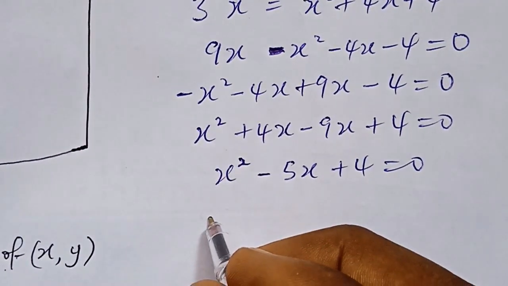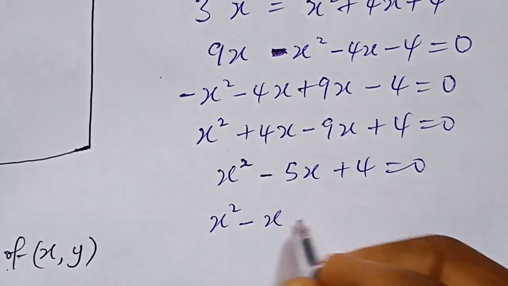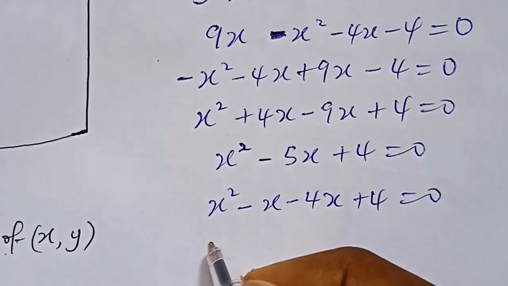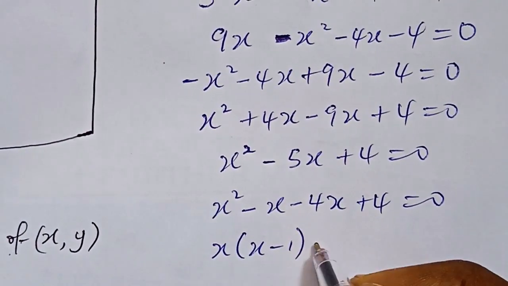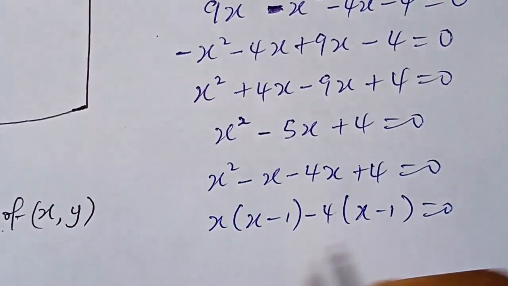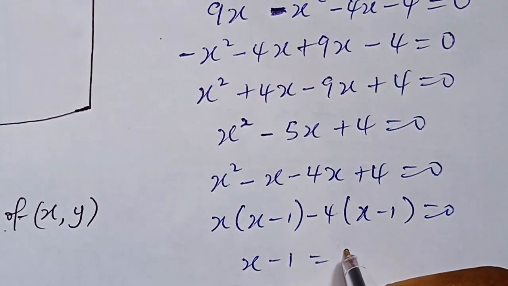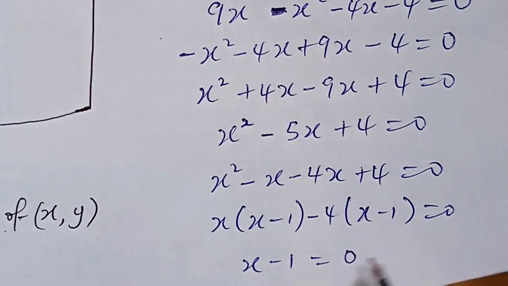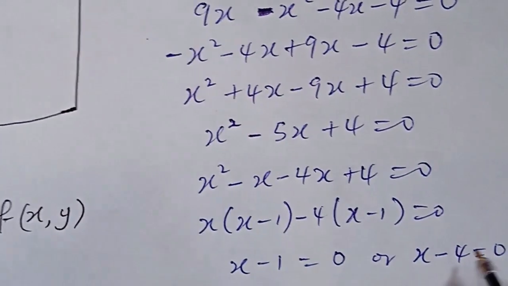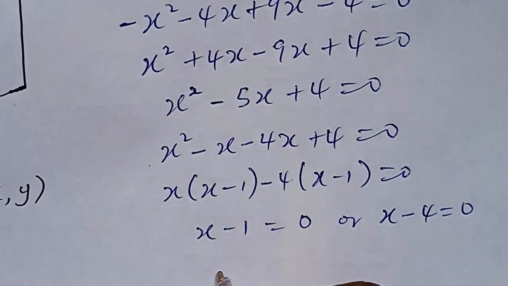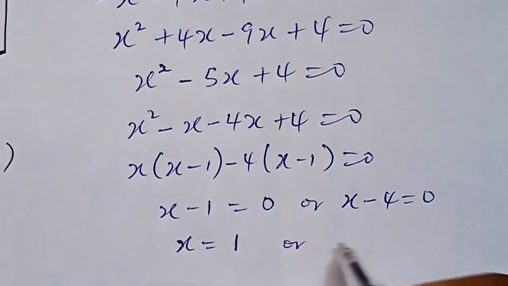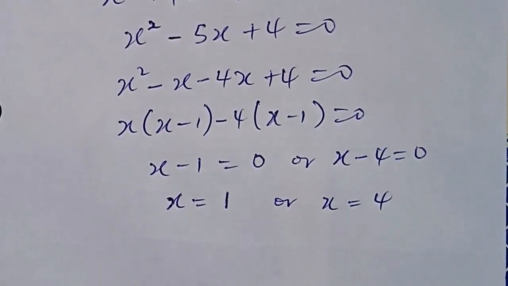To factorize this, we have x squared minus x minus 4x plus 4 equals 0. Then we have x into bracket x minus 1 minus 4 into bracket x minus 1 equals 0. So x minus 1 equal to 0, or x minus 4 equal to 0. Then x equal to 1 or x equal to 4.